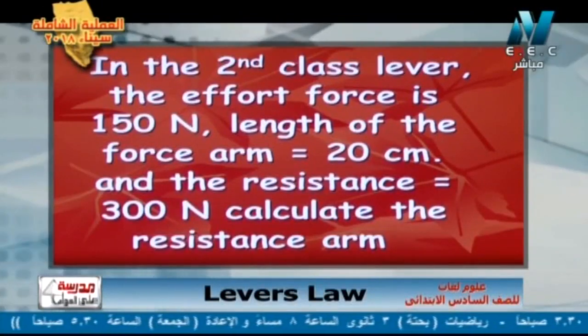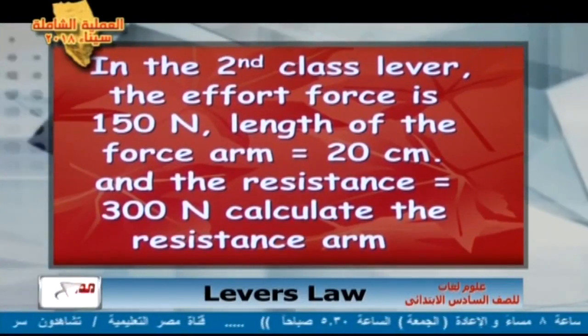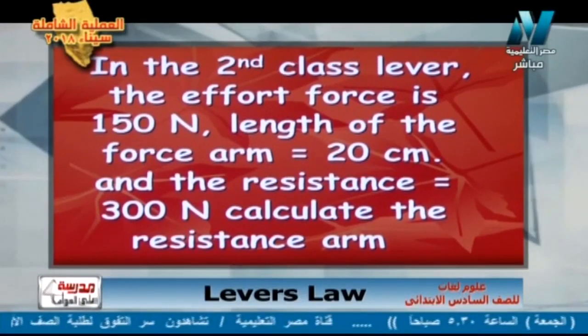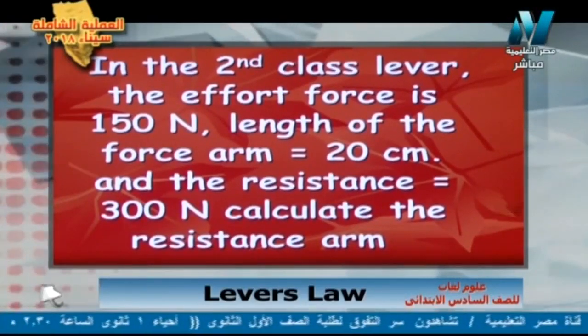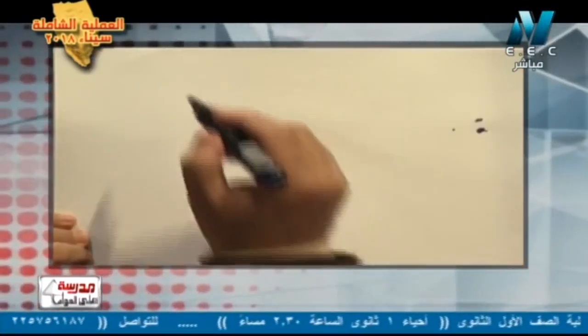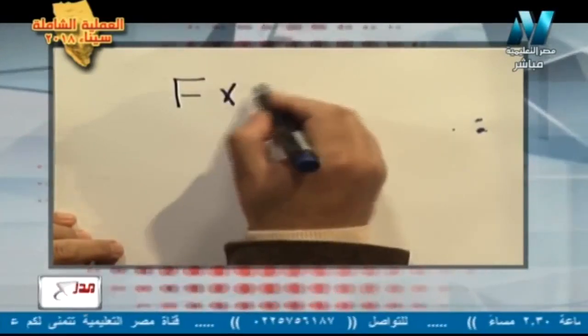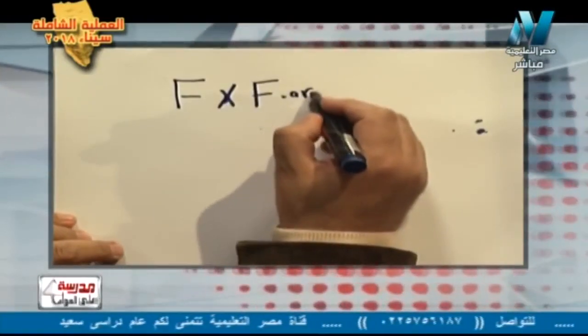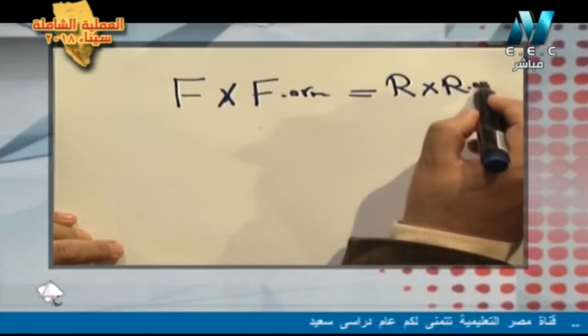The problem says: in the second class lever, the effort force is 150 Newton, the length of the force arm is 20 centimeter, and the resistance equals 300 Newton. Calculate the resistance arm. So now let us extract the values, and first write the law. The first step, as we said more than once, is that we must write the law: effort force by effort force arm equals resistance by resistance arm.